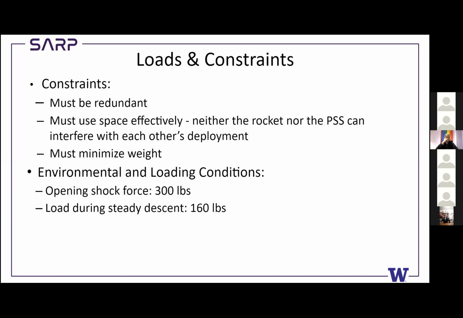Could I get next slide? Constraints are we want redundant release points and to use space effectively. So neither the rocket nor any other part of the PSS can interfere with each other's deployment. And we're going to try and minimize weight. And those loading conditions are the opening shock force of the drogue, which is going to be updated to 319 pounds. And then the load during steady descent is just the weight of the rocket.